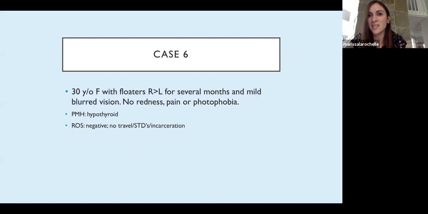This is our last case, a 30-year-old woman that notes some floaters in both eyes over the last few months. No pain or redness, no light sensitivity. She has a past medical history of hypothyroidism. Social history is non-contributory. And vision is slightly decreased, more so in the right eye.